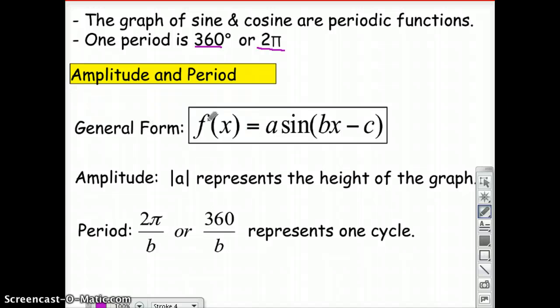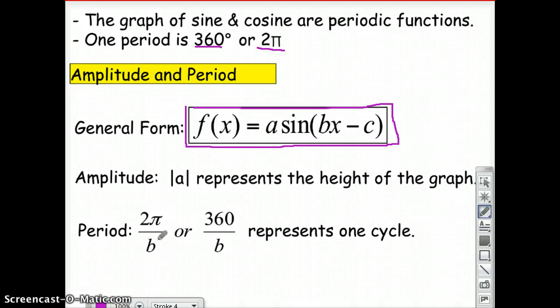So here's the general form of sine: A sine (bx minus c). A, the number out front, represents the amplitude or the height of the graph. A represents how high and how low the graph goes. If A is 5, it's going to go up to 5, down to -5. If there's a negative out front, that just means you flip the graph. And we'll do an example of a flipped graph soon, just like the negative flipped all the other graphs we've done.